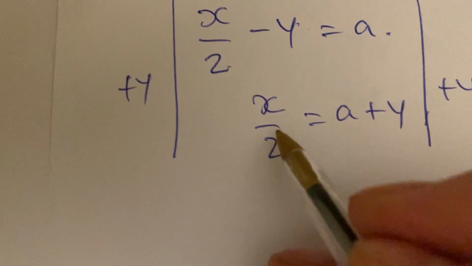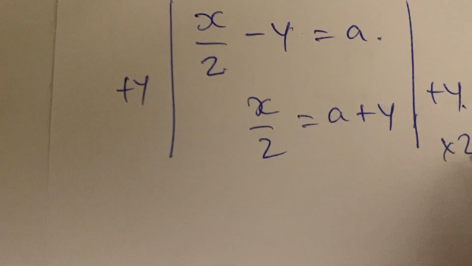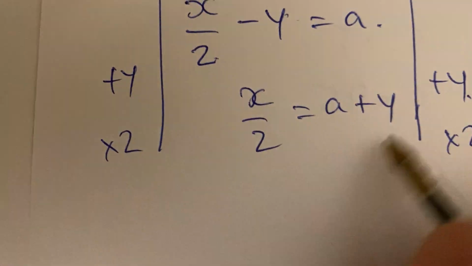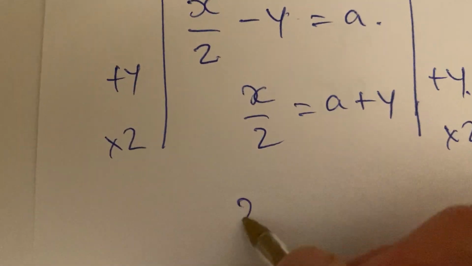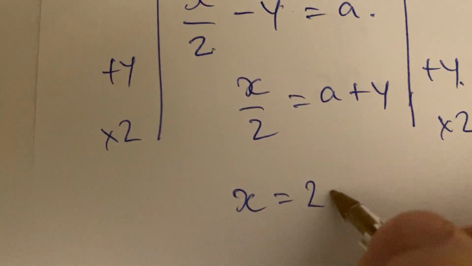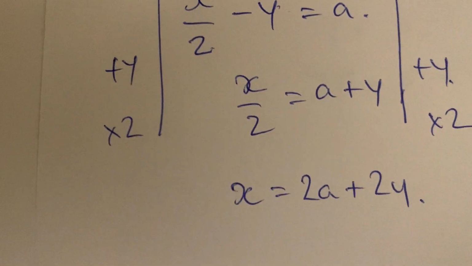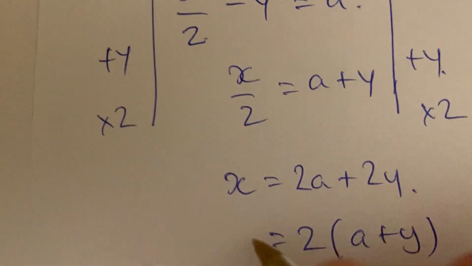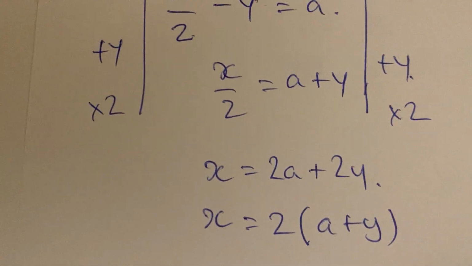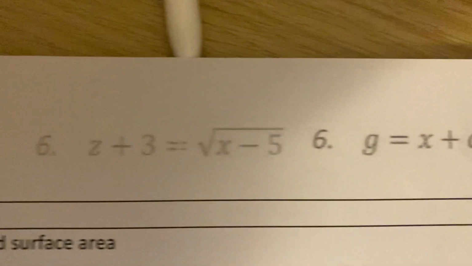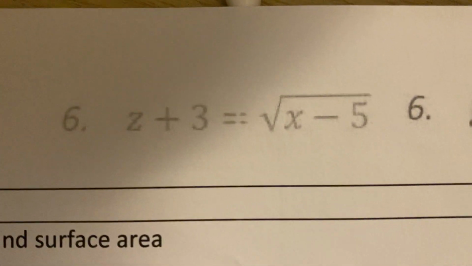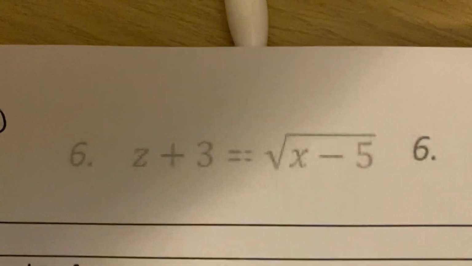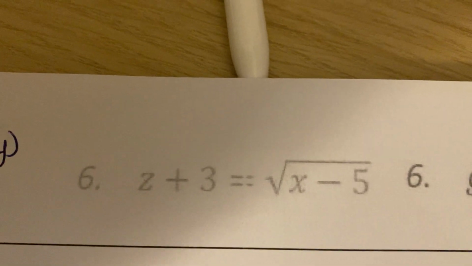And now I'm going to times everything by 2 to get rid of that divide by 2. So everything gets multiplied by 2. So this becomes x, and that becomes 2 lots of a and 2 lots of y. Either that way or written 2 lots of whatever that side is, like that. Either way is correct.